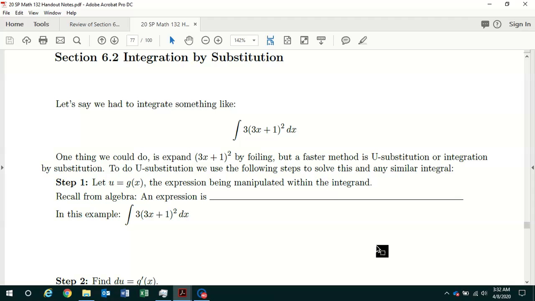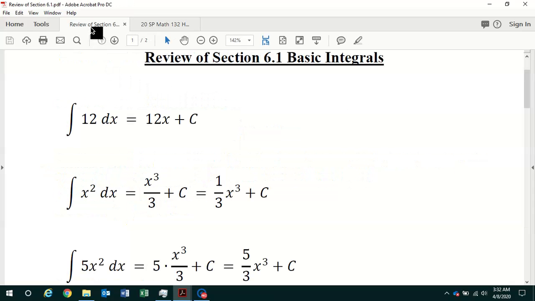Class, this is the first video on section 6.2, integration by substitution in your note packet. Section 6.2 begins on page 77 in your note packet. Before we get started on this, I want to just take a moment to do a review of section 6.1 and give you sort of a big picture of what section 6.2 is all about.